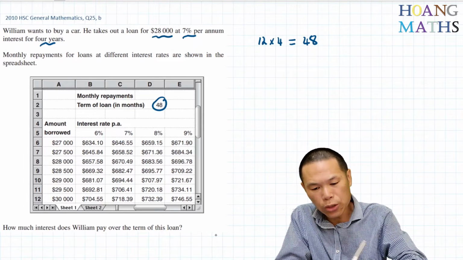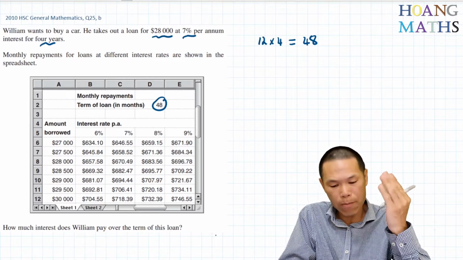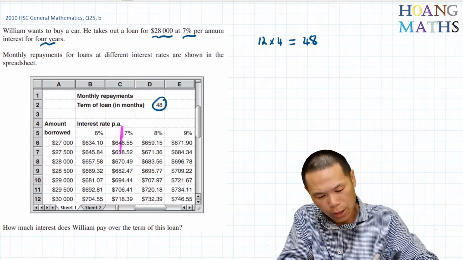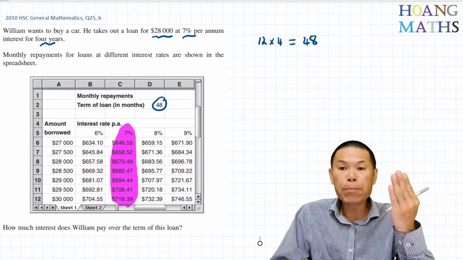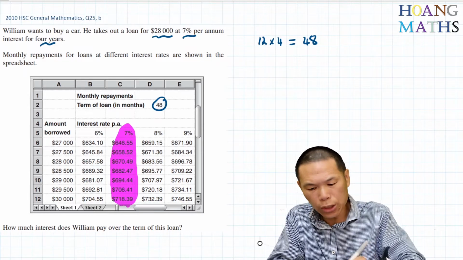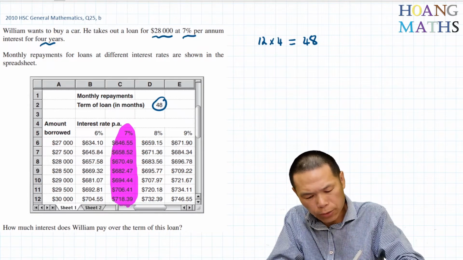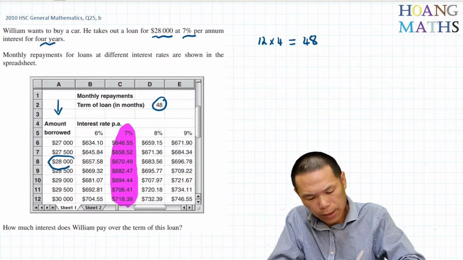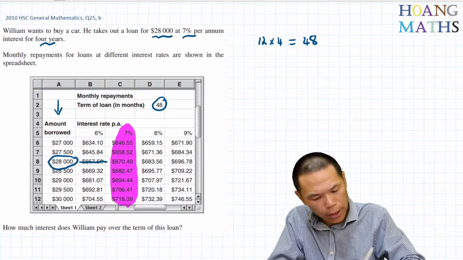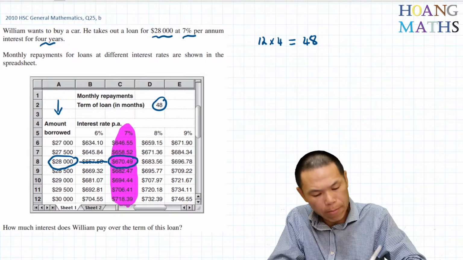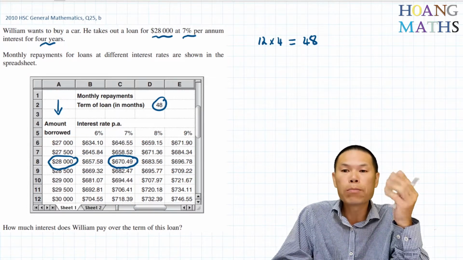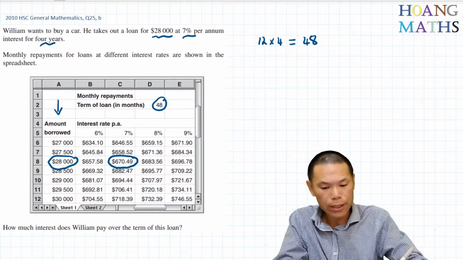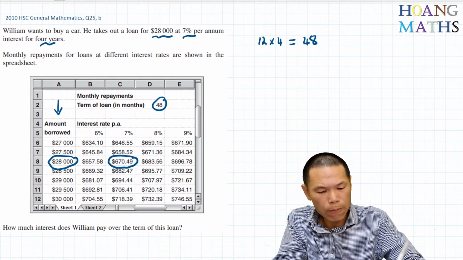So now we just look at how much you need to pay every month. So at 7%, we go to this column here. And he borrowed $28,000. So the amount borrowed is this row here. So this is how much he borrowed. So therefore, he needs to pay this amount every month. So he needs to pay $670.49 every month.